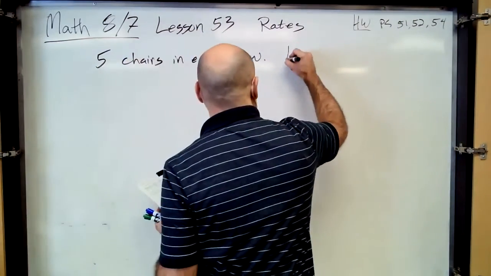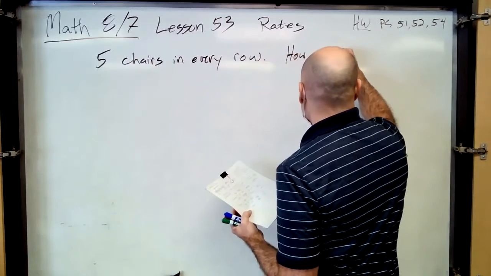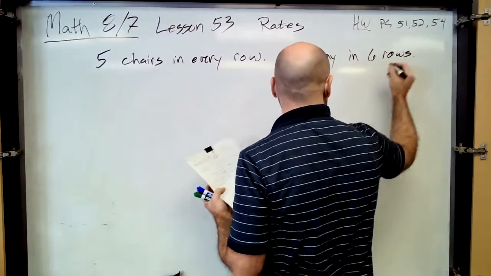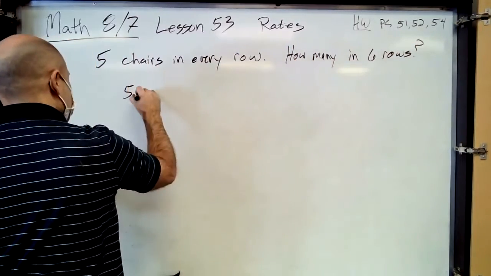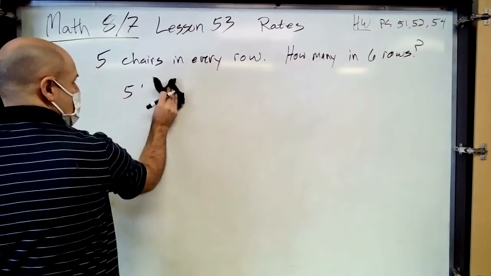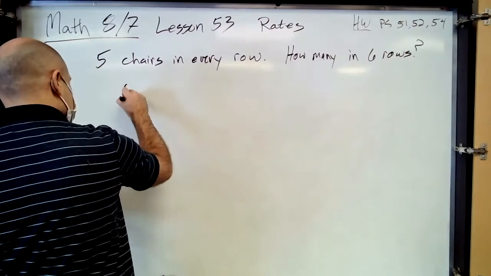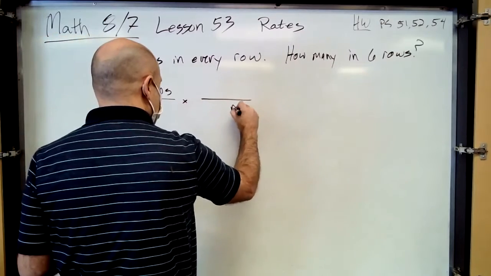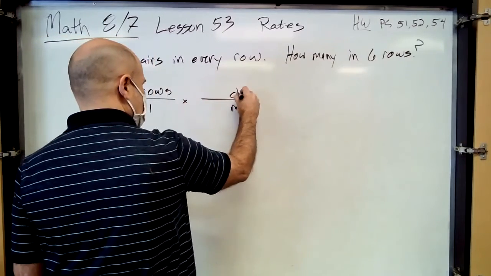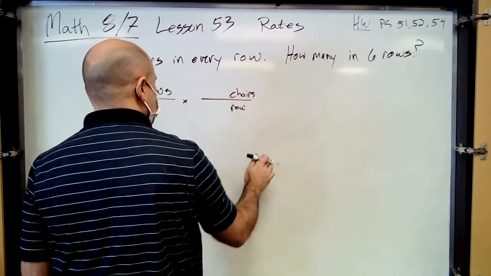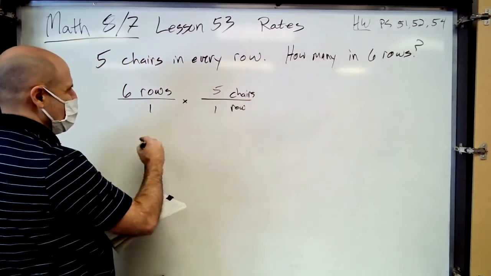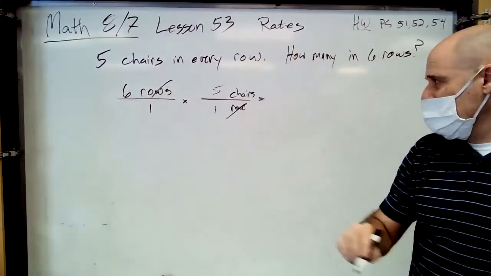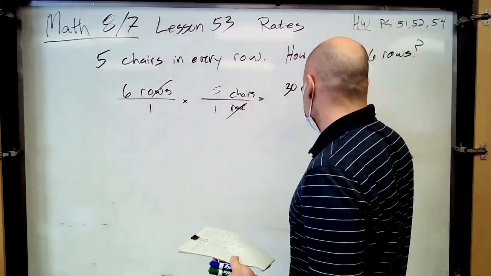How many are in 6 rows? Well, I think you guys can figure this out without using unit multipliers. 5 times 6. Right, you're either going to multiply or divide, but let's use unit multipliers. So 5 chairs. Oh wait, that's our rate. So how many in 6 rows? So 6 rows equals how many chairs? That's what we want to figure out. The rows go on the bottom because they have to cancel. Chairs go there. So 1 row is 5 chairs. All right, so now we're just multiplying. 6 times, so these cancel out, and we get 30 chairs.